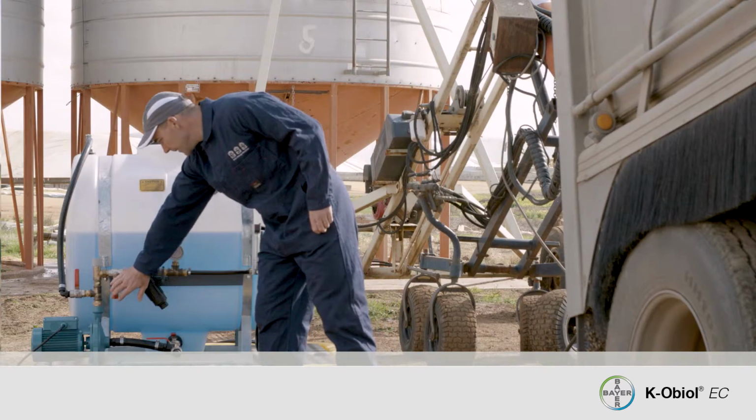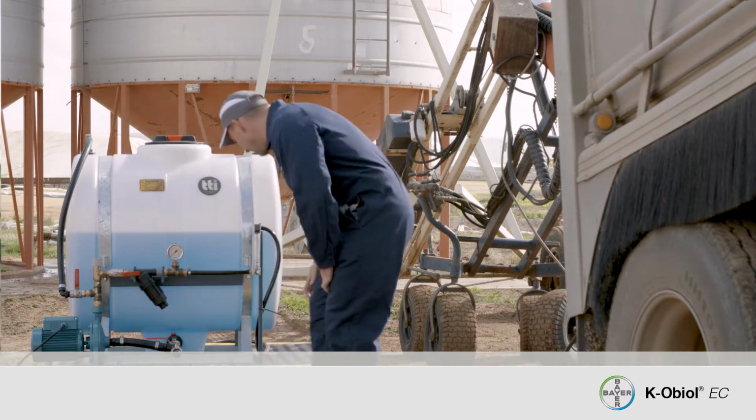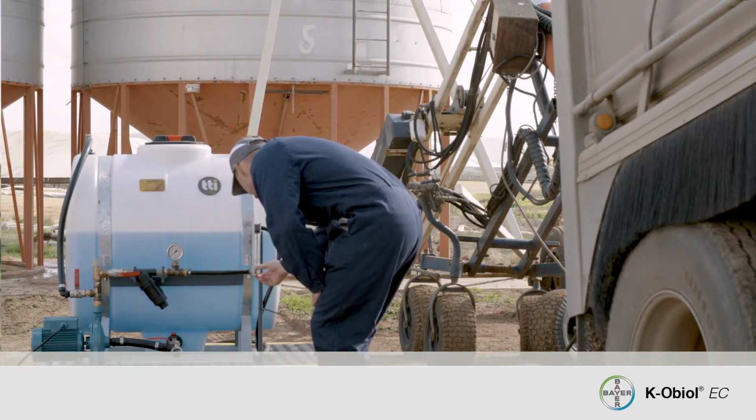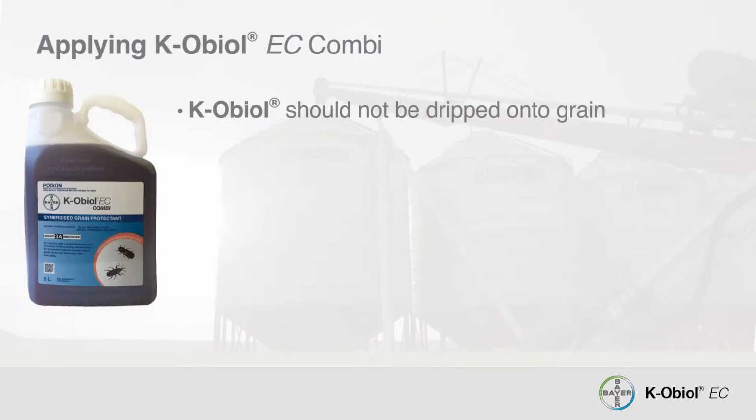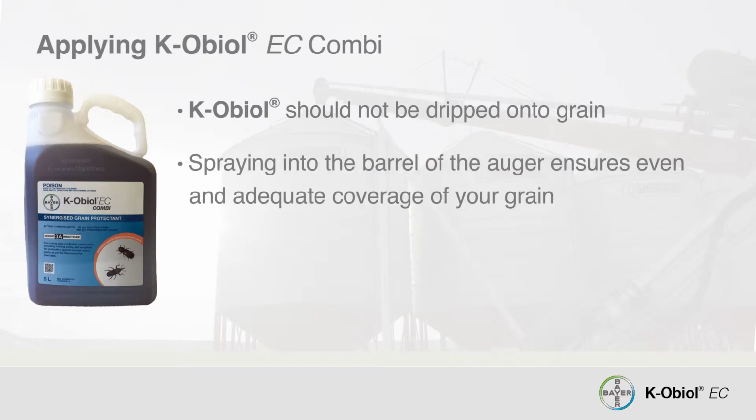Now that last bit's important. It's essential that K-Obiol is applied through a spray unit and not drip fed onto your grain. You might have heard of some farmers drip feeding, but it's not the best option. The problem is you'll get high concentrations of the chemical in some areas and low concentrations in others. In other words, you just won't be getting even coverage on your grain.